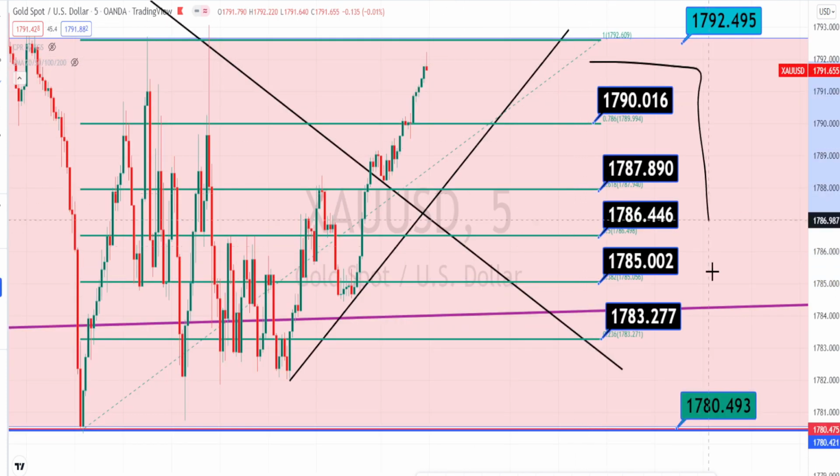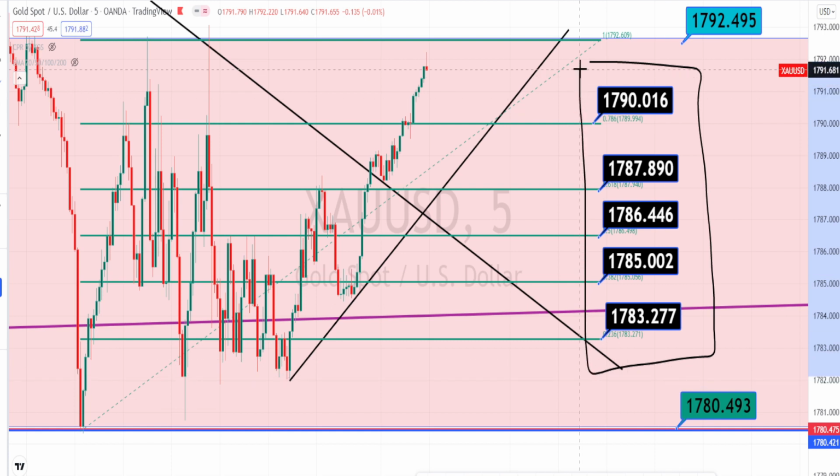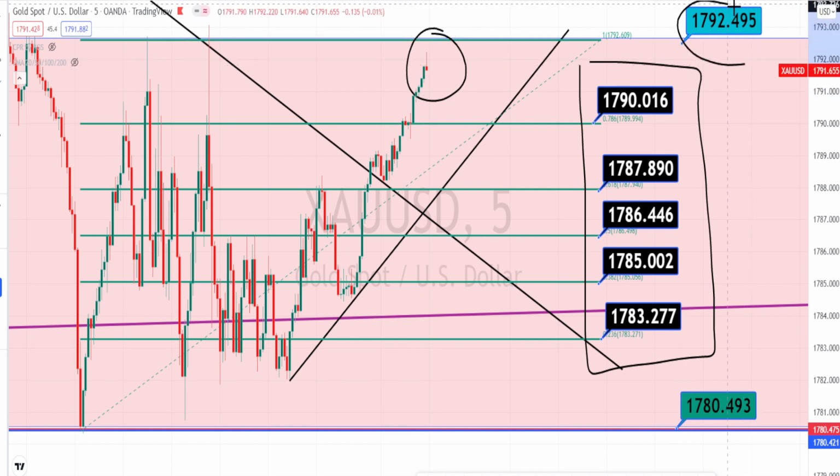So these are all the support and resistance levels in 5 minutes time frame. Currently you can notice that the candlesticks getting rejected at the price level of 1792. We can expect a trend reversal on this currency pair.